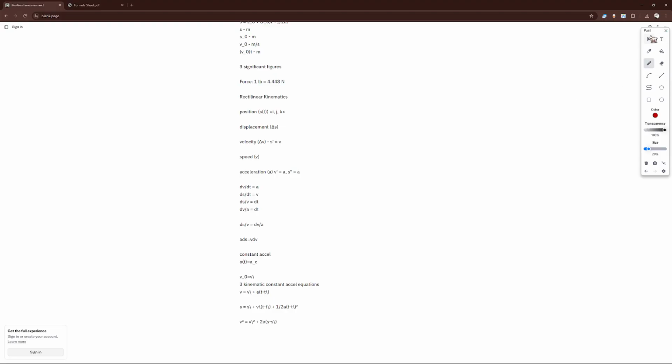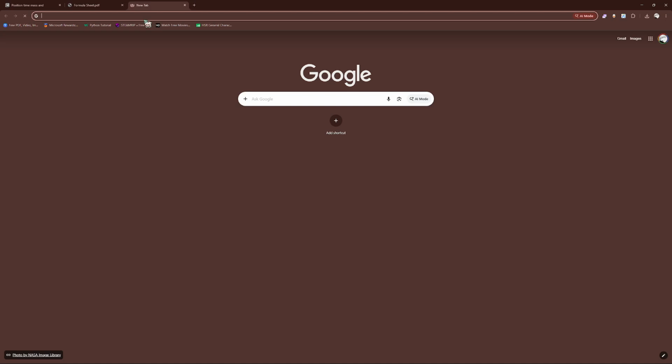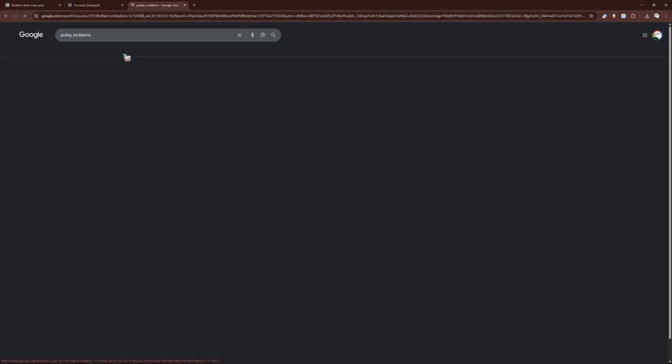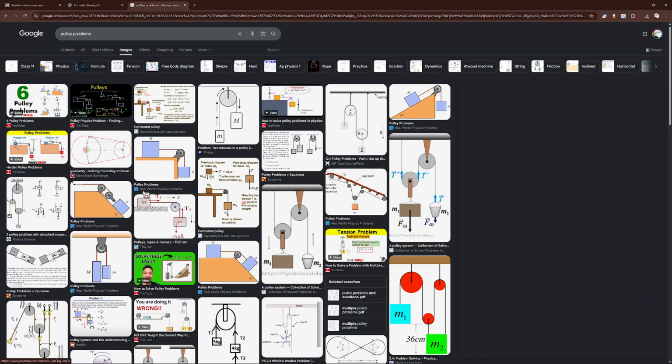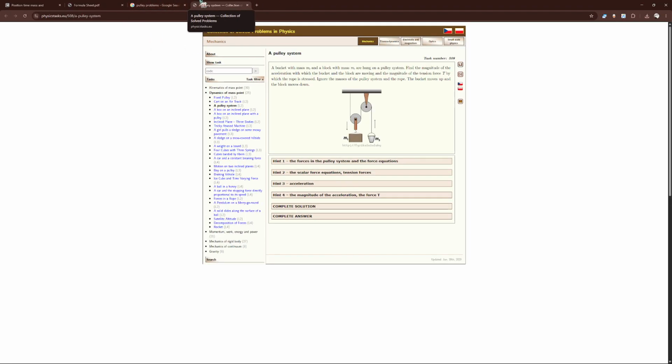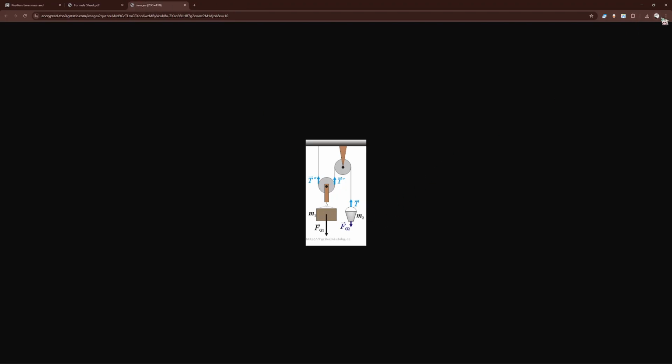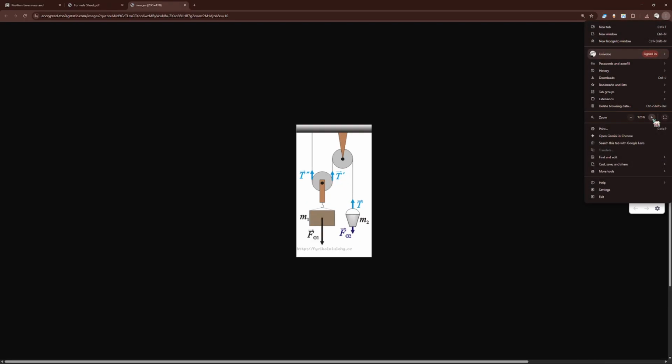Now something we need to discuss is a datum. So I'm just going to pull up a pulley problem, for example, just a random pulley. I just want the image. Open image in new tab. There we go. So if you have this, let's just take this and zoom in a little bit.